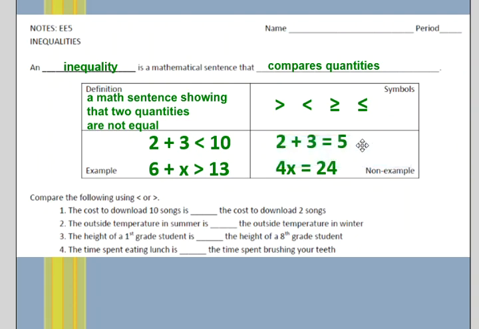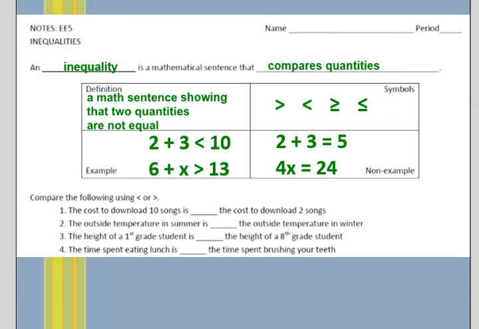Then there's also non-examples, meaning things that are not examples of what we're talking about today. Notice both of these have equal signs. 2 plus 3 equals 5. And then 4x equals 24. Remember, that means multiply 4 with x, and you'll get 24. So notice, equal signs, those are not inequalities. Over here, when you see the inequality symbols, that's what we're talking about.